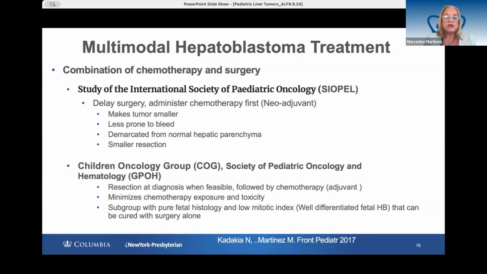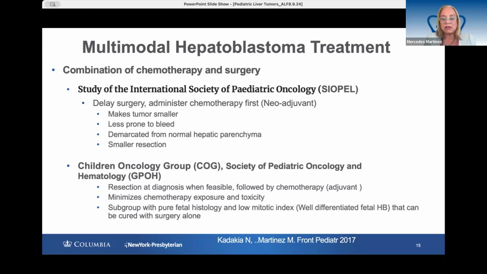On the contrary, the Children's Oncology Group and the Society of Pediatric Oncology and Hematology advocate for resection up front, if possible, followed by chemotherapy, which is called adjuvant chemotherapy. They make that case because if you do the resection first, you can minimize chemotherapy exposure and toxicity. Also, it is very important to recognize that a small subgroup of patients with pure fetal histology and low mitotic activity index, well-differentiated fetal hepatoblastoma, can be treated with resection only, without need for chemotherapy.